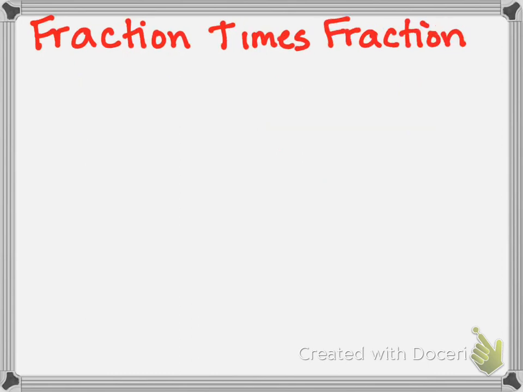Okay. So our next page is talking about multiplying a fraction by a fraction. So for example, let's say we had 4/5 times 1/3. Our first step is just to multiply our numerators. Multiply across the top. 4 times 1 is 4. Then we're going to multiply our denominators. Multiply across the bottom. 5 times 3 is 15.